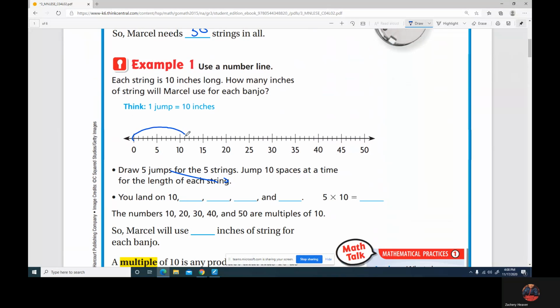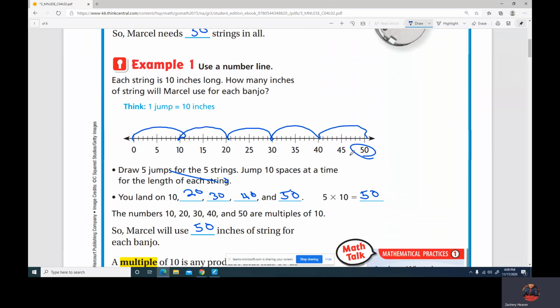So one jump, 10. 2 jumps, 20. 3 jumps, 30. 4 jumps, 40. And 5 jumps make 50. So we're going to land on 10, 20, 30, 40, and 50. So 5 times 10 makes 50. The numbers 10, 20, 30, 40, and 50 are multiples of 10. So Marcel will use 50 inches of string because that's where it ends.